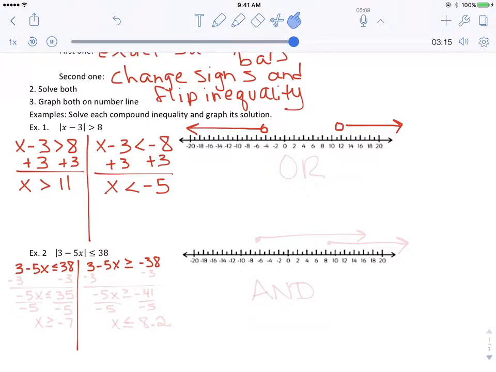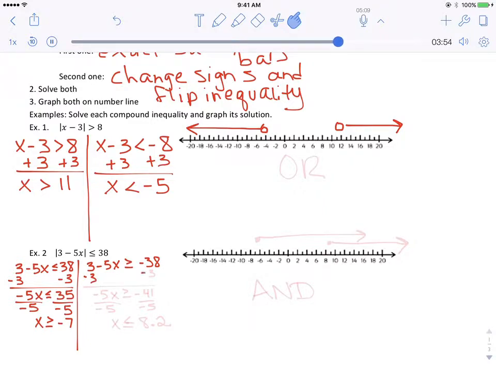Now that we have both of our equations written, we can go ahead and solve these as we normally would by subtracting 3 from both sides. So negative 5x is less than or equal to 35. Divide by negative 5. And we know that when we divide an inequality by a negative number, that means we need to flip the sign the opposite direction. So x is greater than or equal to negative 7.